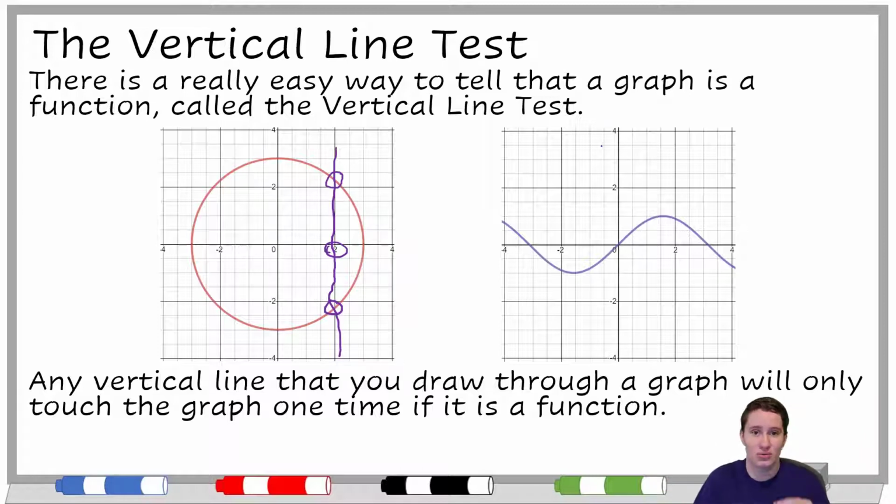You can also use your pencil to help you. If you put your pencil down that way, you can move it back and forth and think about it: anywhere I place my pencil on this, the graph would only ever go through one time. So this is a function. It's important that we remember that it's the vertical line test, so up and down, because if we used a horizontal line on this sine wave, that would not work. A horizontal line would go through multiple times. There is a horizontal line test, but we're not going to talk about it right now. It would fail the horizontal line test, but it passes the vertical line test, which means it's a function, and that's what we care about.